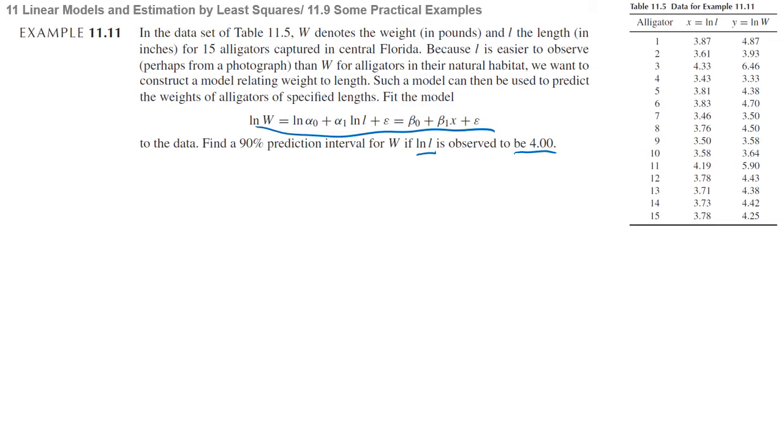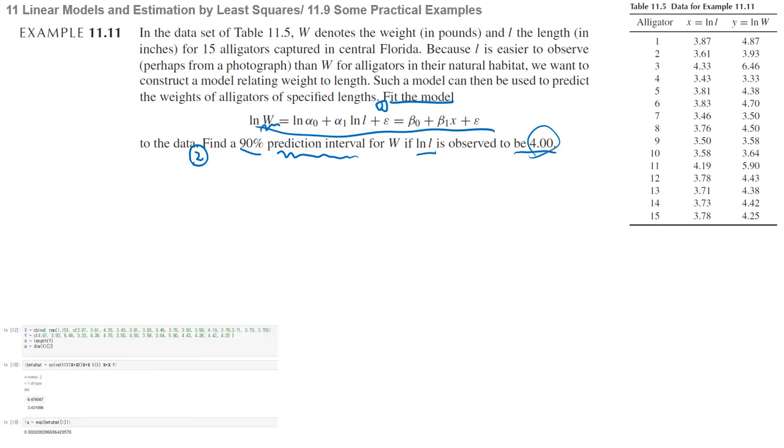So in the problem, the first thing to answer is to fit the model. We want to find beta 0 hat and beta 1 hat, and as a result find the model for W. The second question is to find the 90% prediction interval at the point 4.00. Let's try the first one first.